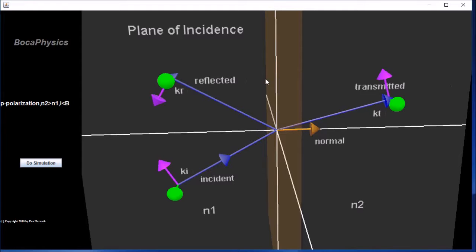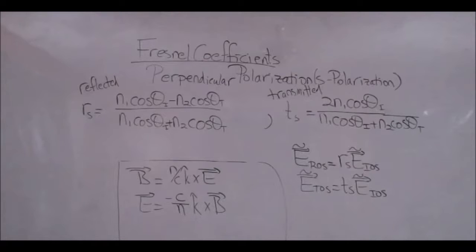Nevertheless, once the directions of the magnetic fields due to the incident, reflected, and transmitted waves are determined, the directions of the electric fields can be determined as well. We haven't derived the Fresnel coefficients for the special case of normal incidence directly from the boundary conditions, but they can be readily obtained from the Fresnel coefficients for perpendicular and parallel polarization.